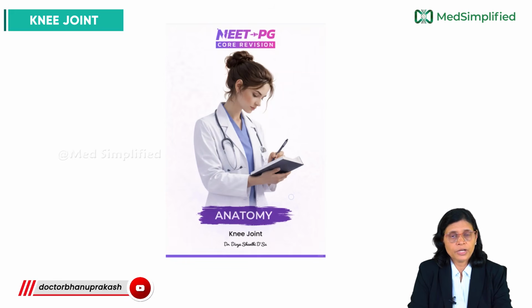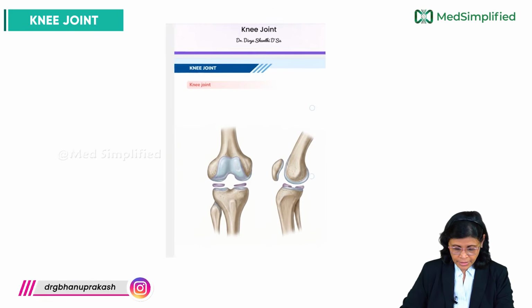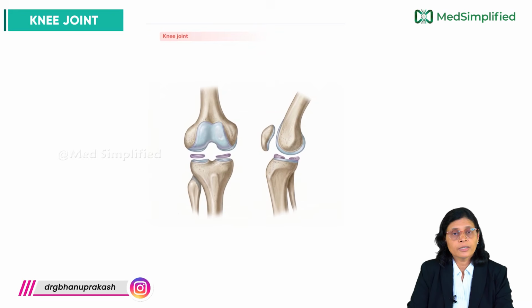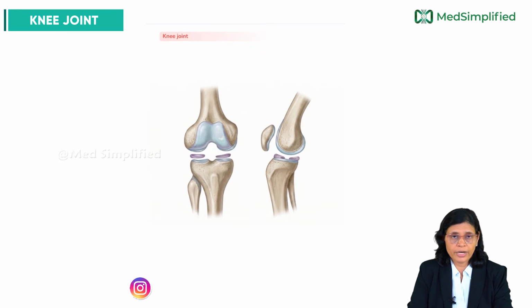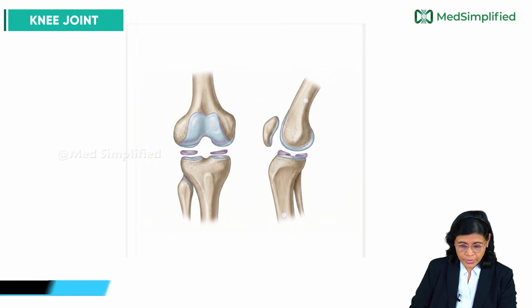In today's session, we are going to break down the knee joint into clear, high-yielding, exam-oriented concepts. So let's get started. The knee joint is the largest and most complicated joint in the body. It is the major weight-bearing joint and so it is more prone to osteoarthritis. That is why the anatomy of the knee joint is very important.